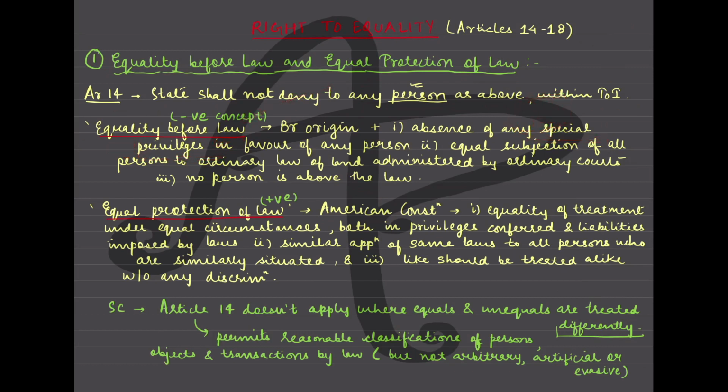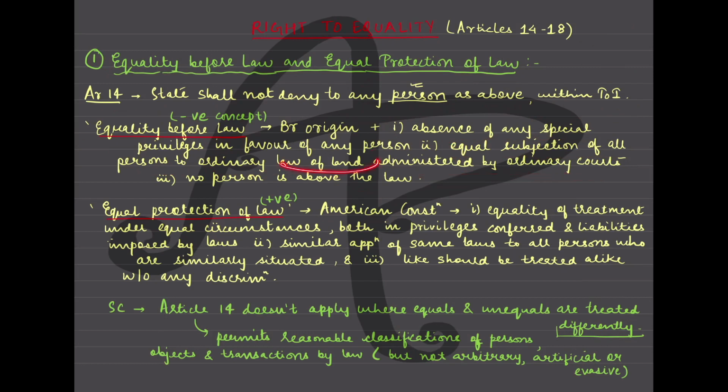So here it will be absence of any special privilege in favor of any person. Now when we say person, there is a very broad understanding of it. It is about the citizen, it is about the legal persons like any statutory body, company, corporation, etc. also. Then definitely foreigners and all of that. Okay? So firstly, you're not giving any special privilege. Secondly, you are making equal subjugation of all persons to the ordinary law of the land administered by the courts.